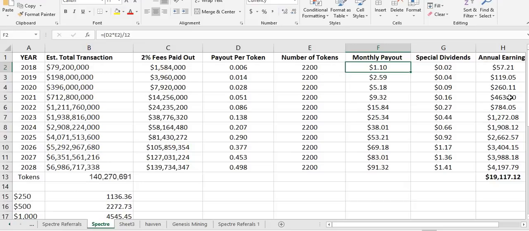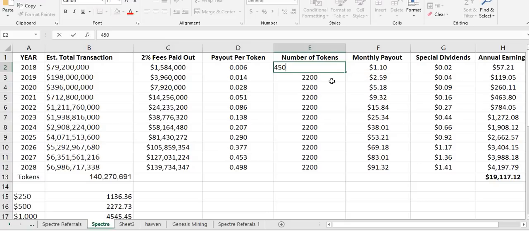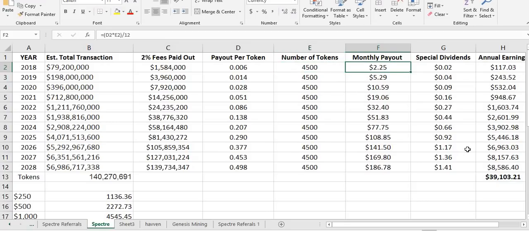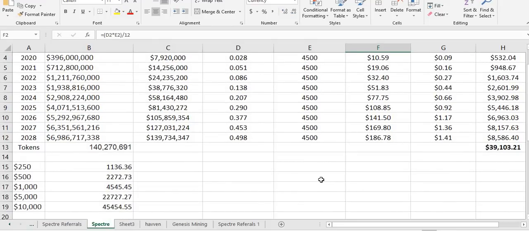So $57 the first year and $19,117 over the next few years. Let's say you want to put in $1,000. You're going to double that again. So we'll put in 4,500, sorry, my bad. Again, would you spend $1,000 today to earn $39,000 over the next 10 years? It obviously gets more exciting when you put some bigger numbers in there.